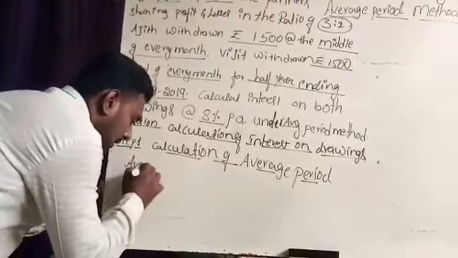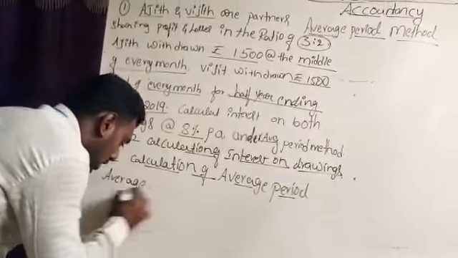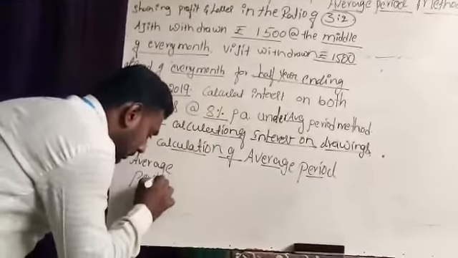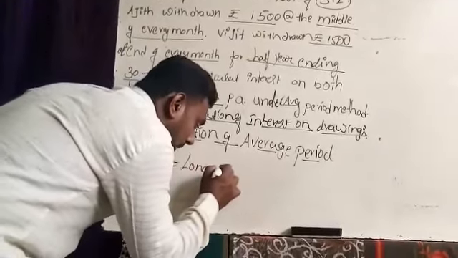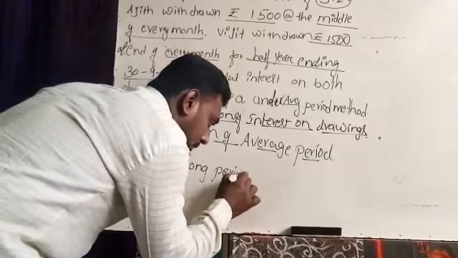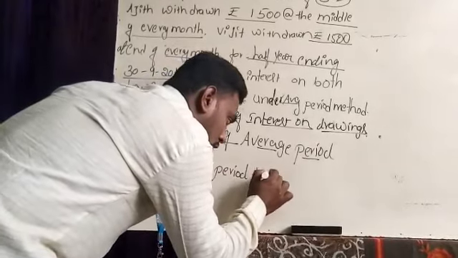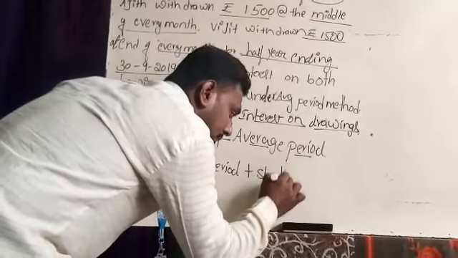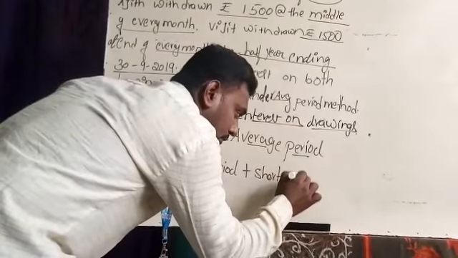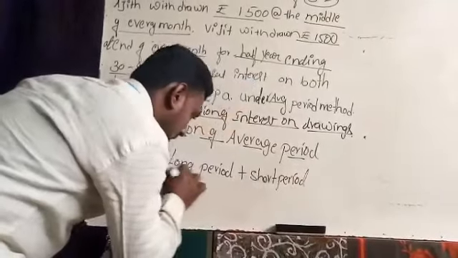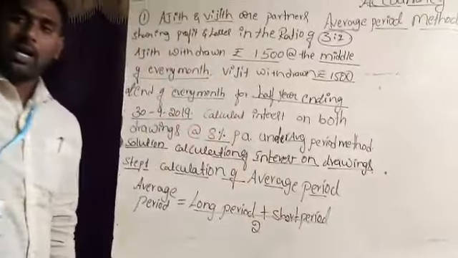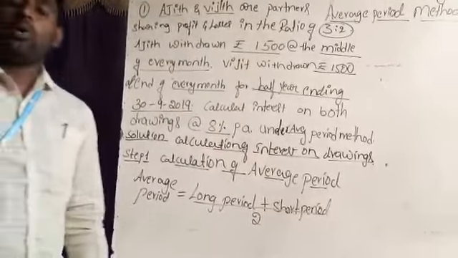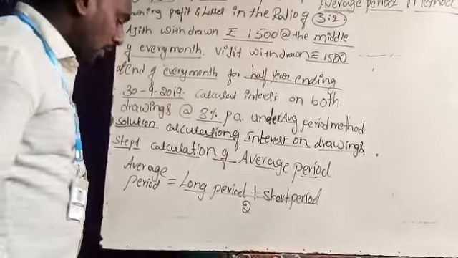Average period is equal to long period plus short period divided by 2. This is the formula with which we have to calculate interest on drawings.